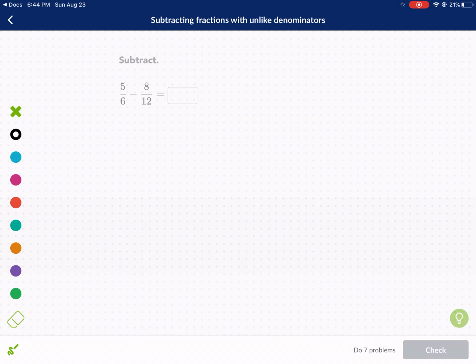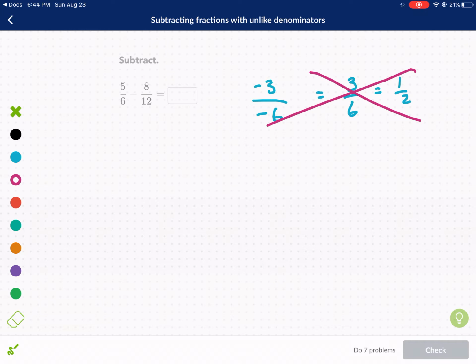The number one thing I see people do is they just subtract the tops, 5 minus 8 is -3, they subtract the bottoms, 6 minus 12 is -6, and they convert it to how they think it should look, 3 over 6. They're like, oh, I know, this is 1/2, and they put 1/2, and that's absolutely wrong. You cannot do that. As I said in a different video, you have to have a common denominator.